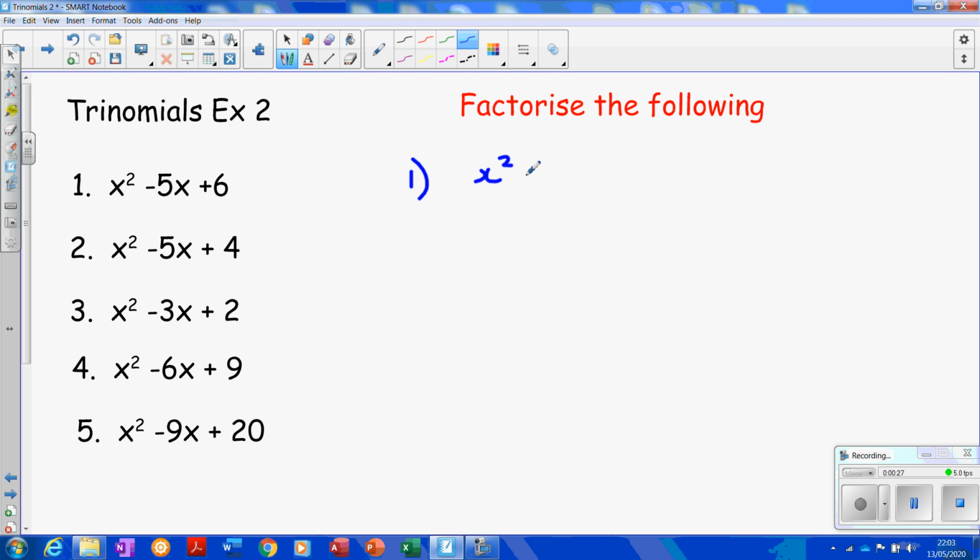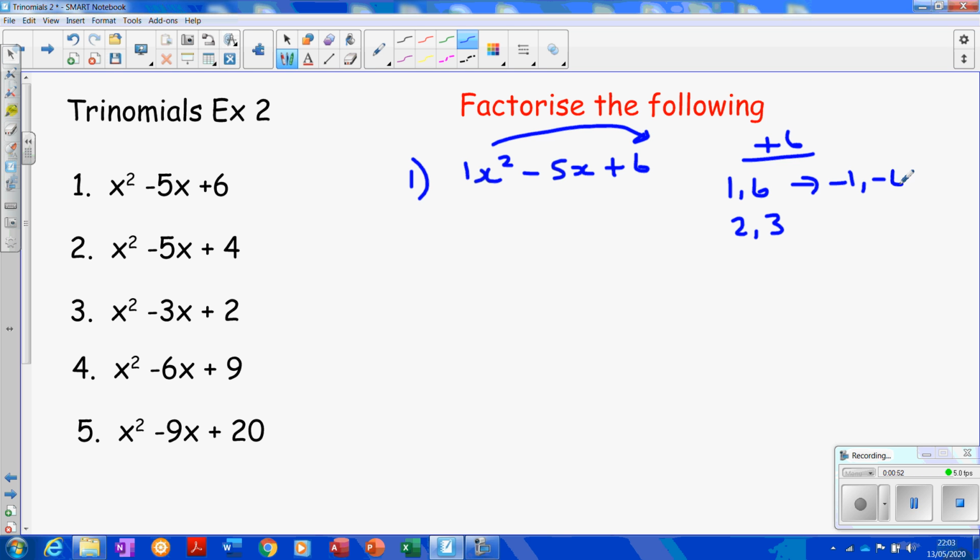So x squared minus 5x plus 6. So we do 1 times plus 6. We're looking for factors of plus 6. So factors of 6 are 1 and 6 and 2 and 3. Now, if it is positive, then we've got two factors that are the same sign. So we've either got a plus 1 or plus 6, or we've got a minus 1 and a minus 6. And for that one, we could have minus 2 and minus 3.